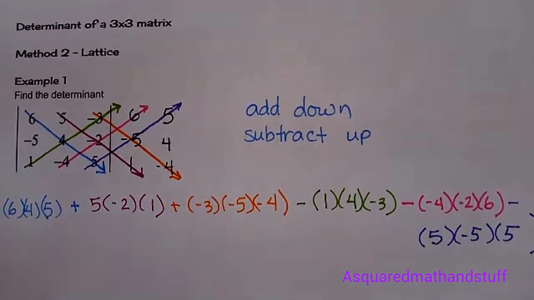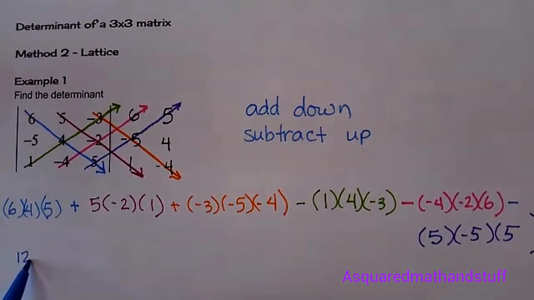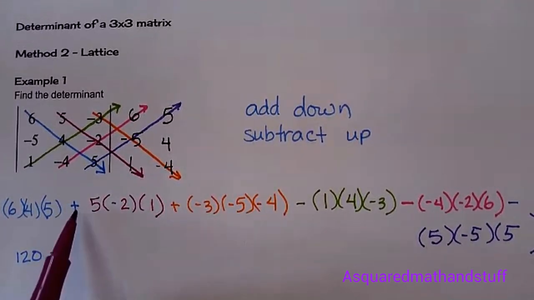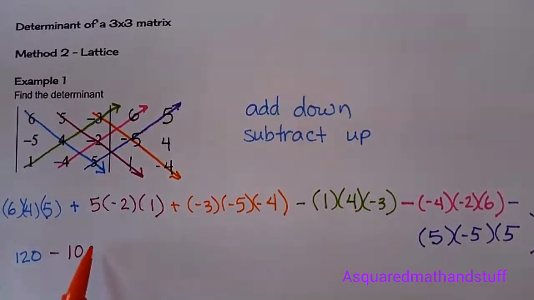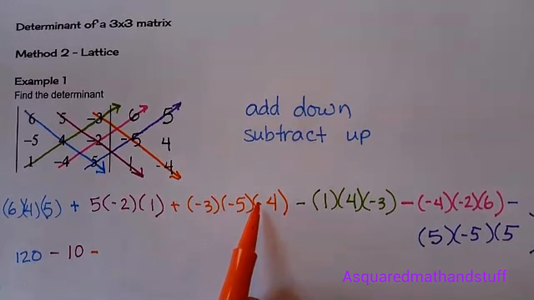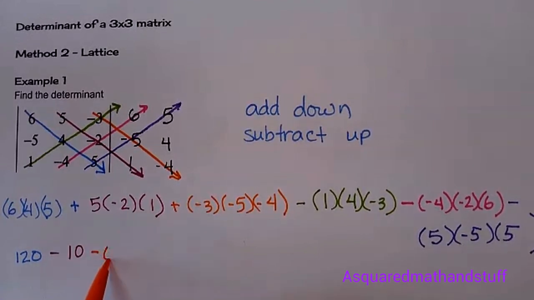Let's go ahead and do that. We will end up with 120 minus 10, because we have a positive times a negative, and then 3 negatives times a positive give us negative. So negative, 20 times 3 gives us a -60. And then negative times negative gives us +12.